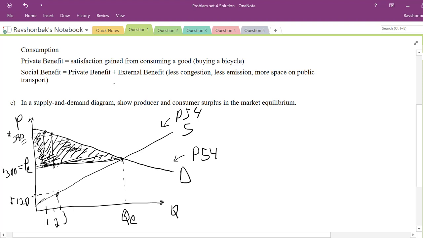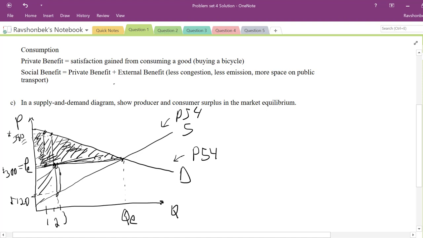But in the market, the equilibrium price is £300. So they sell the goods, the PS4, for £300, and as a result, the difference here is £80. The £80 is the producer surplus. This is their benefit, yeah.